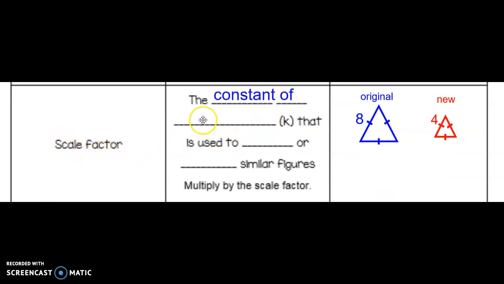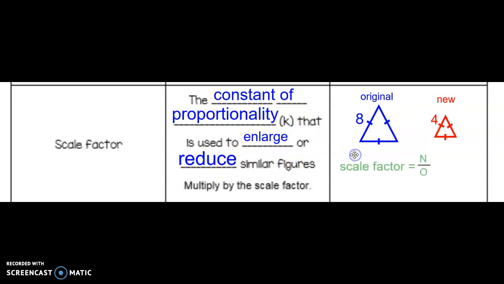Our next word is scale factor. The scale factor is the constant of proportionality, K, that is used to enlarge or reduce a figure, which we will talk about in a few minutes. So in this case, to find our scale factor, we use new divided by original. My new figure has a side length of 4. My original has a side length of 8. 4 divided by 8 is 1/2. So my scale factor is 1/2 for this example.